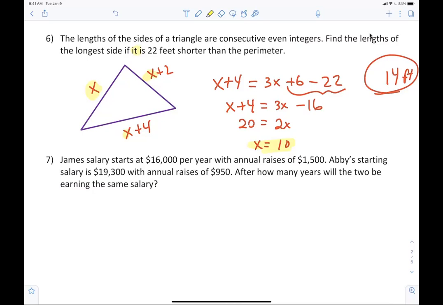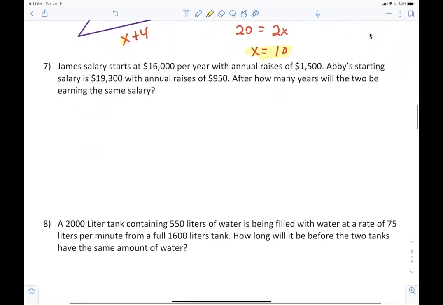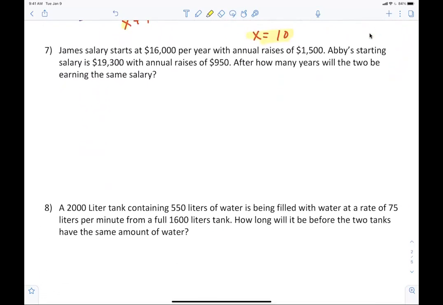All right, here we go. Check out number 7. James' salary starts at $16,000 per year with an annual raise of $1,500. Abby's starting salary is $19,300 with an annual raise of $950. After how many years will the two be earning the same salary? I don't think this was that hard to set up. So what is James's salary?